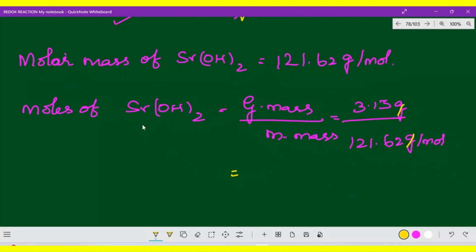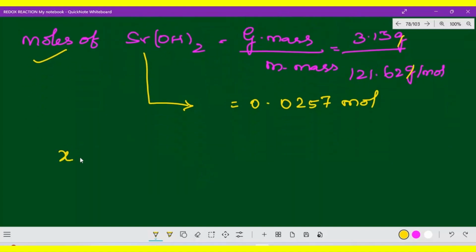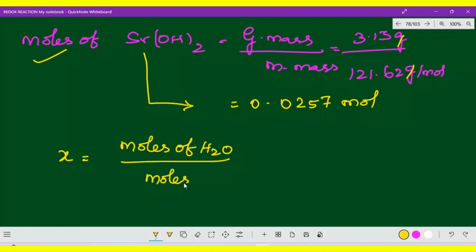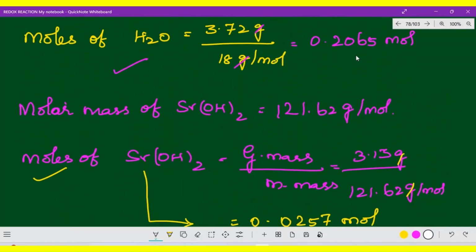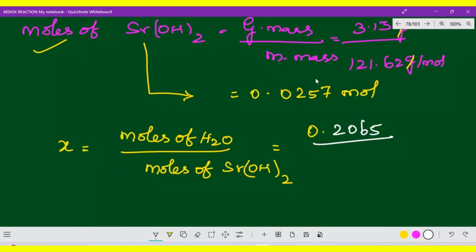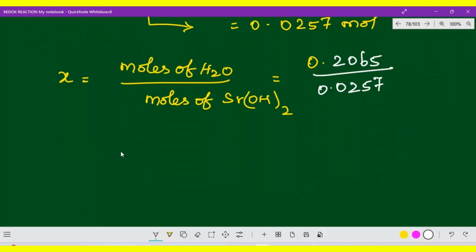When you calculate the number of moles of strontium hydroxide, you get 0.0257 mole. Right. Water moles also you got. Strontium hydroxide moles also you got. Now X you have to identify. So X equals moles of water divided by moles of strontium hydroxide. This is like the last question only, but something different. So that is 0.2065, right? This is the moles. So 0.2065 divided by 0.0257 moles. So when you calculate this, X equals what?